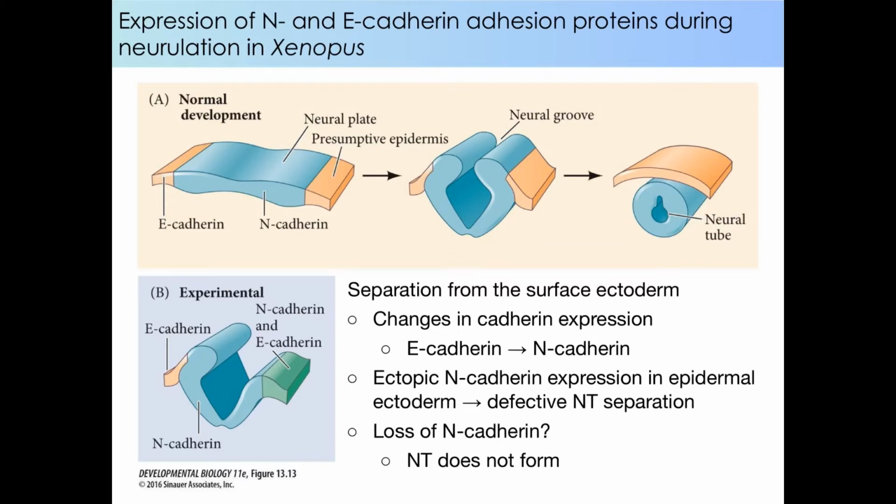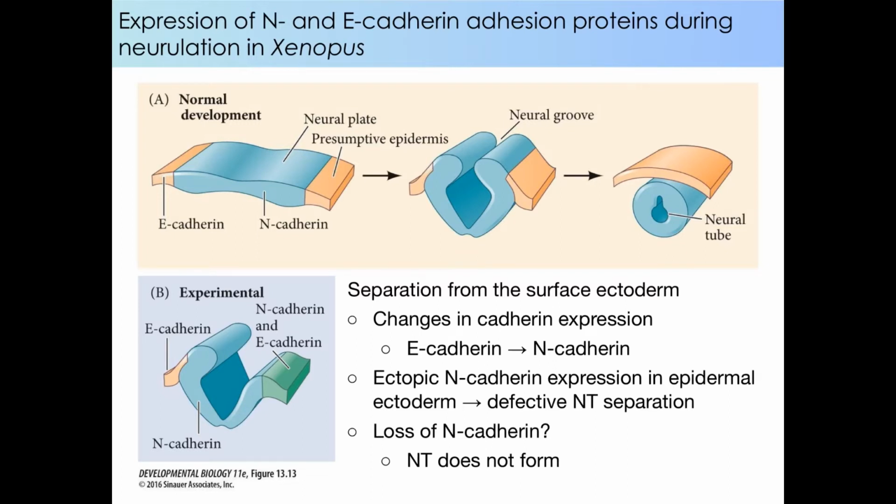So initially, the ectoderm expresses E-cadherin throughout, but when the neural plate forms, these cells stop expressing E-cadherin and they begin to express N-cadherin instead. That change in cadherin expression in the neural plate promotes the separation of these tissues, since cadherins, remember, bind preferentially to the same cadherin type.